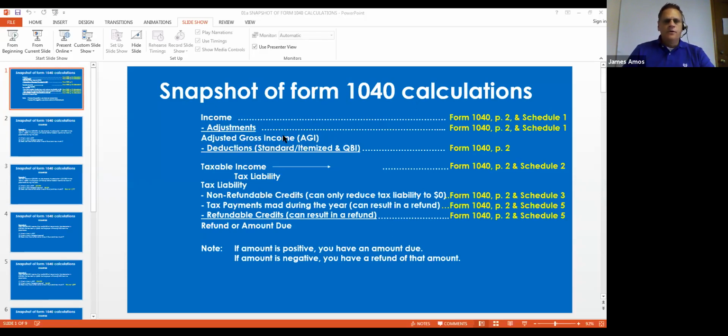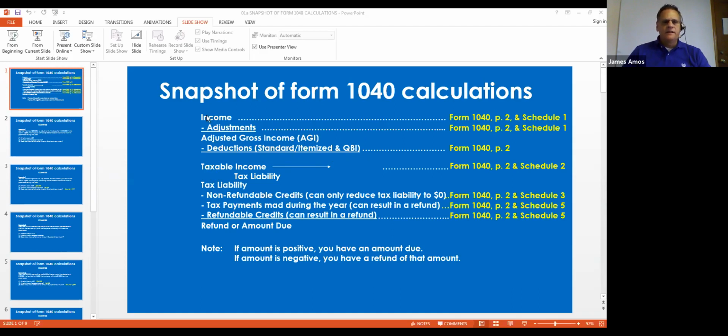Then you get to subtract deductions from the AGI. There are two kinds of deductions, actually three kinds. It's called standard or itemized. I'm not going to discuss those right now other than to say they exist. You have a standard deduction amount or itemized deduction, and you have a new thing this year called the QBI, qualified business income deduction. So you take your AGI minus those deductions, and that gives you taxable income. What does taxable income mean?